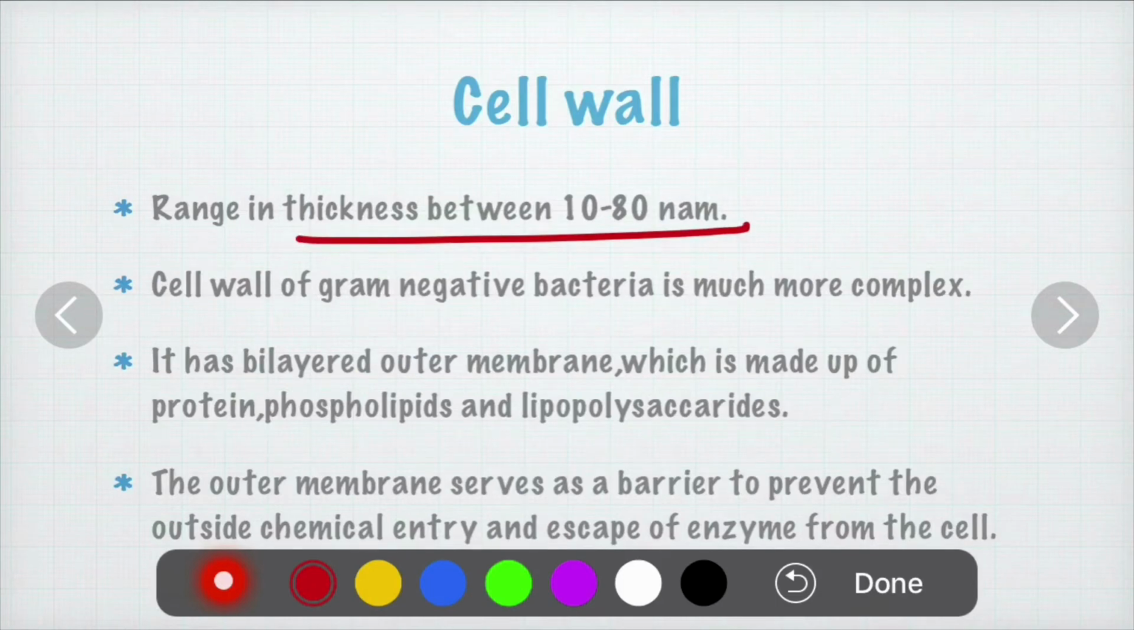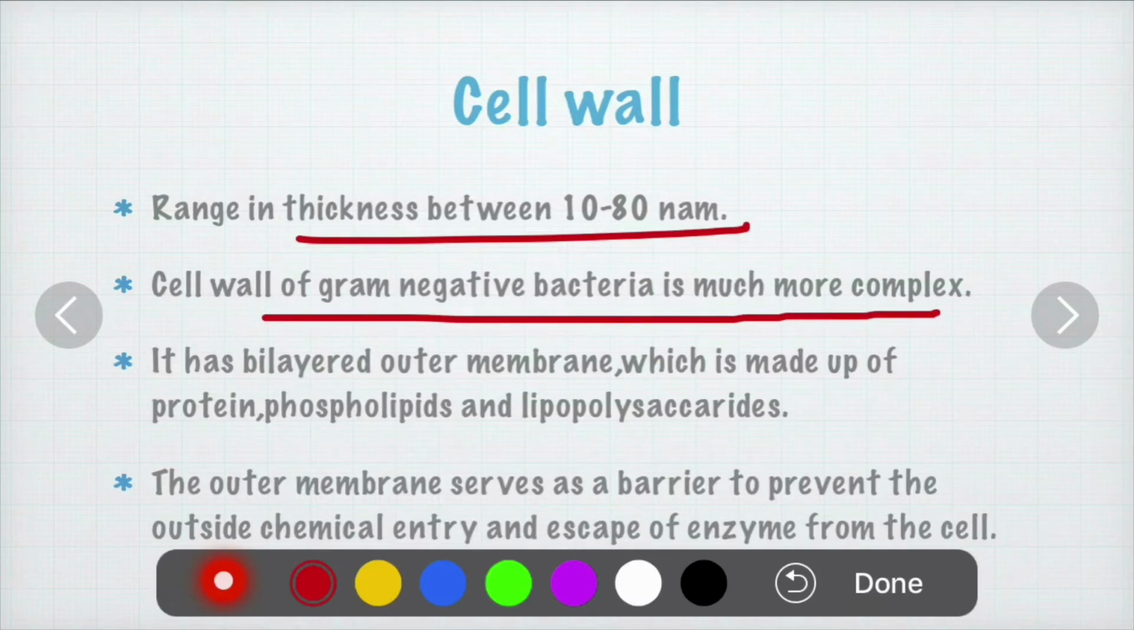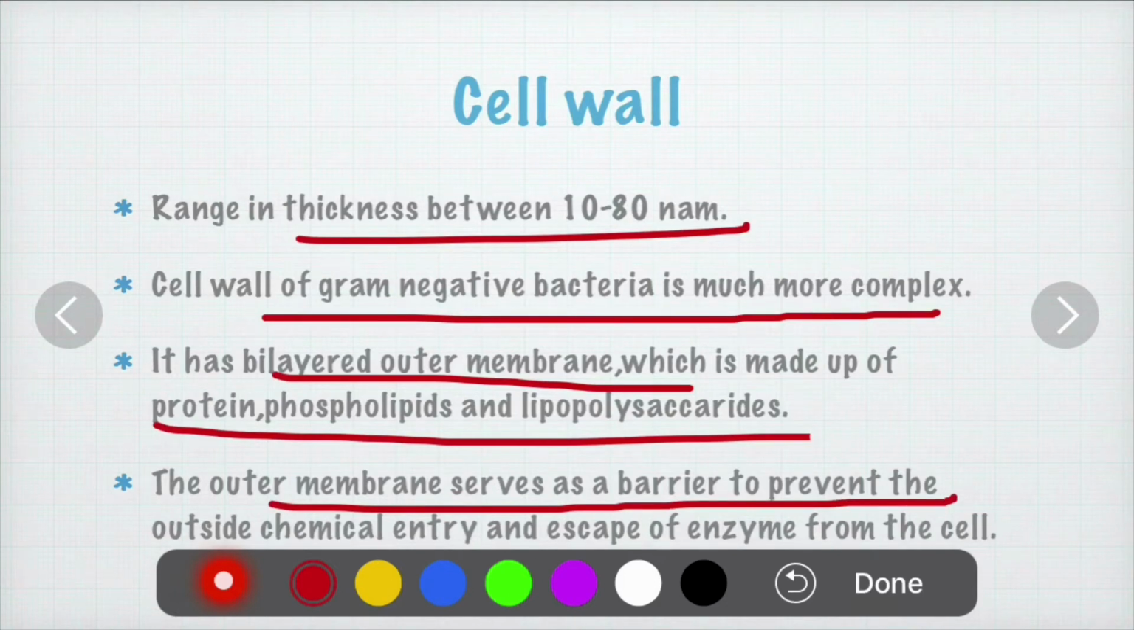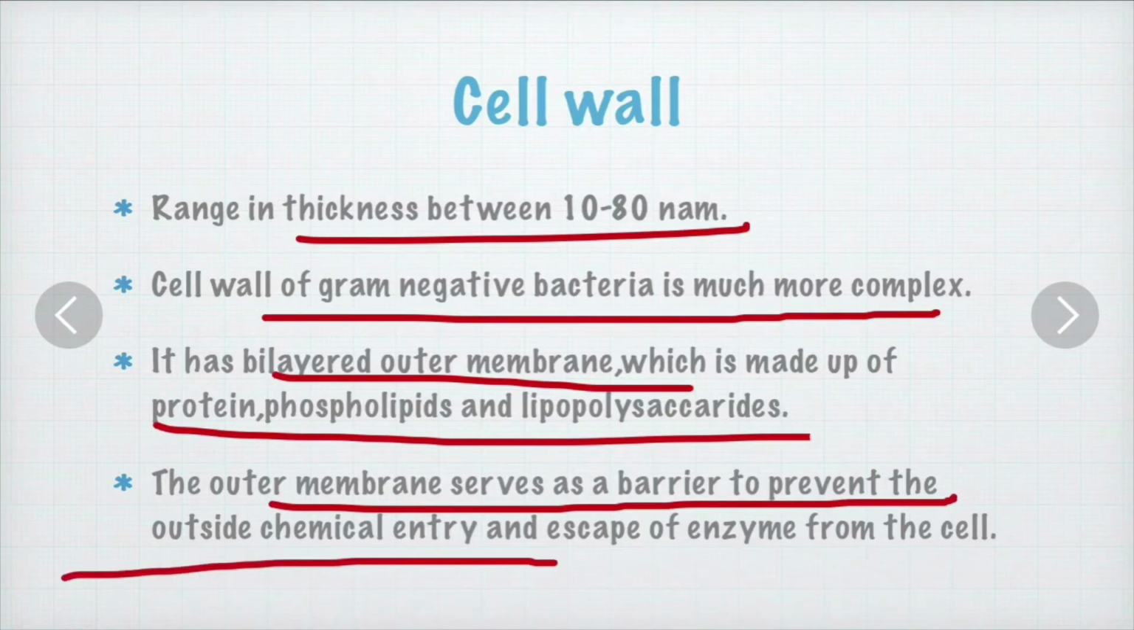The cell wall of the gram-negative bacteria is much more complex because it has a bilayered outer membrane, which is made up of protein, phospholipids and lipopolysaccharides. The outer membrane serves as a barrier, so it prevents outside chemicals from entering the cells and also prevents the escape of enzymes from the cell.